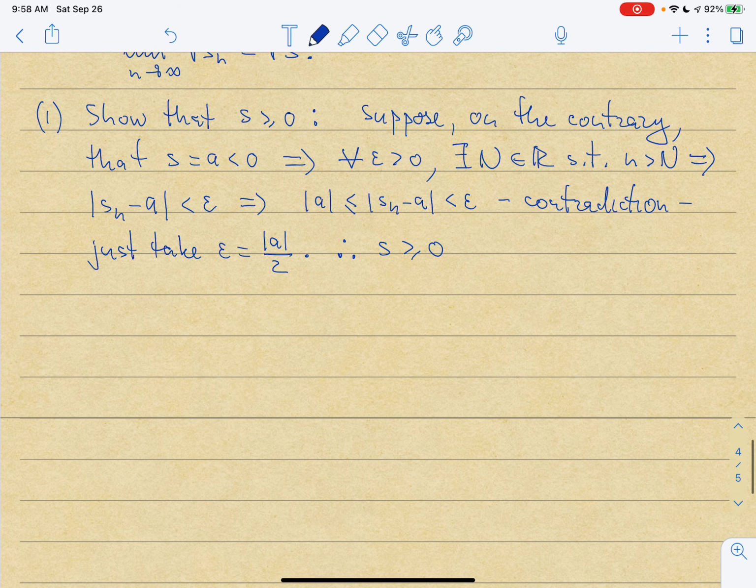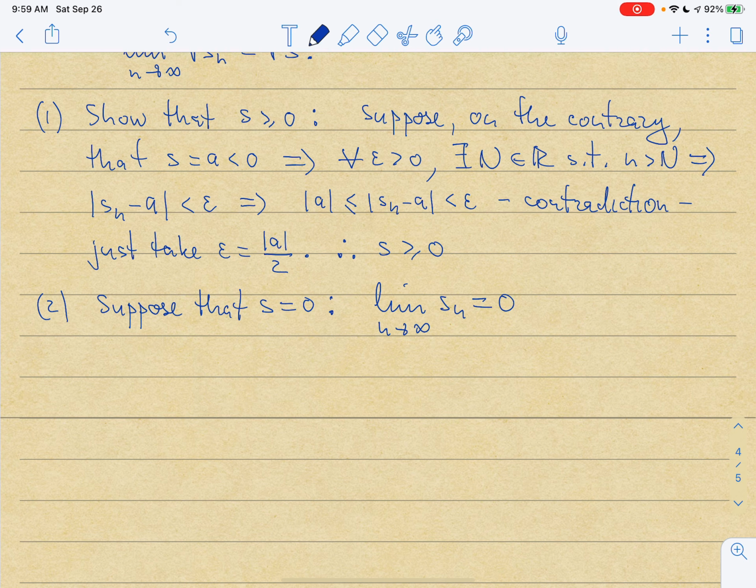So now let's do number 2. Suppose that S is actually equal to 0. So what does it mean? It means that the limit as n goes to infinity of Sn is equal to 0. Okay, so now I want to show that the limit of the square root of Sn is the square root of S.